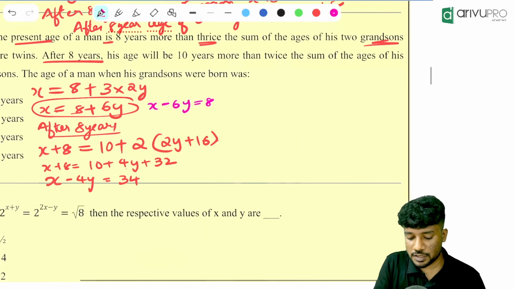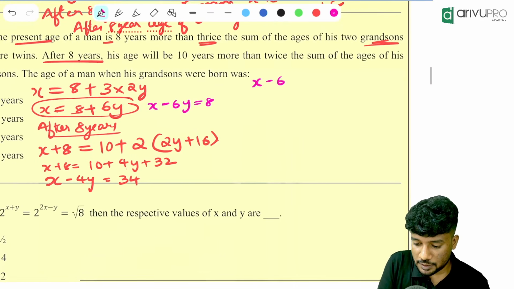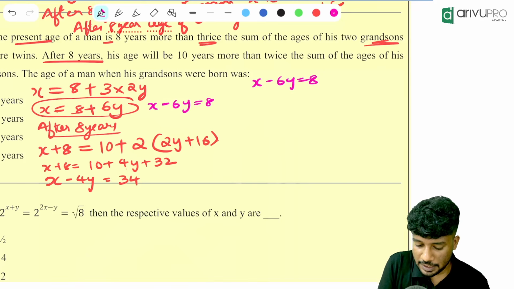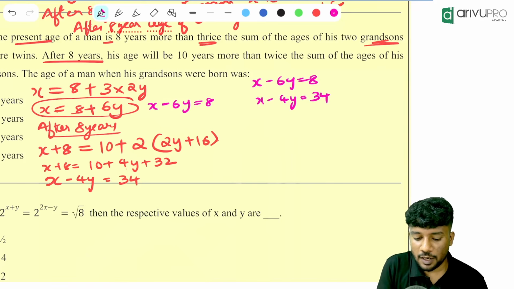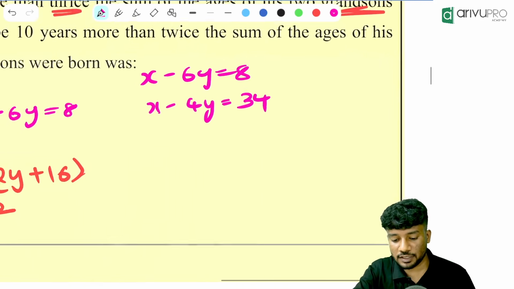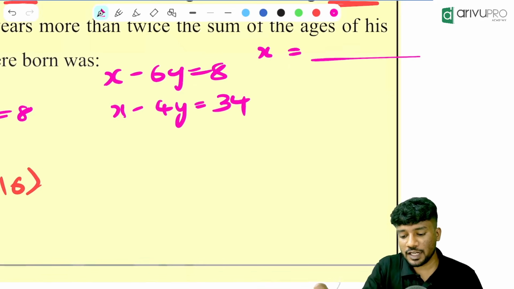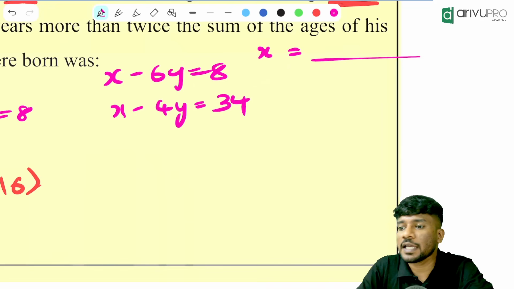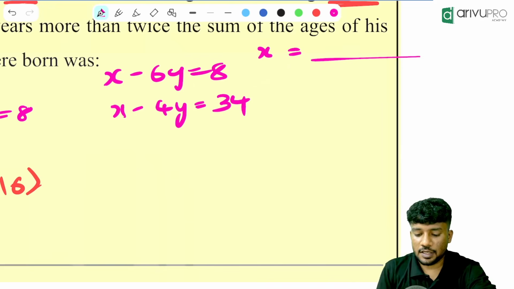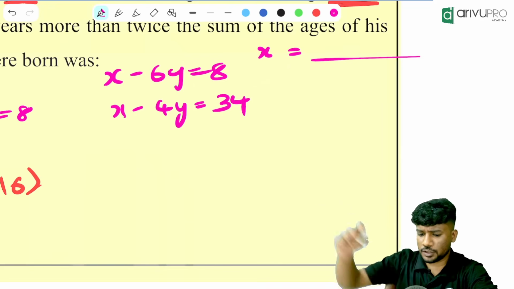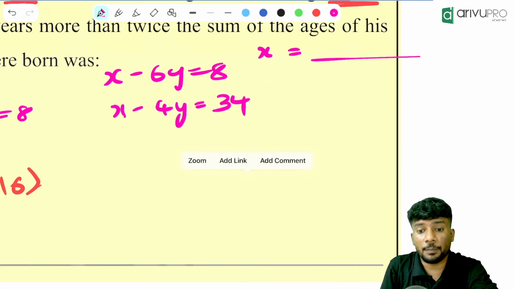People, two equations are there. x minus 6y is equal to 8 is there. Then x minus 4y is equal to 34 is there. Now what are they asking us? We need to find both the values of x and y. Can you find the value of x for me? In order to find the value of x, you will ignore what? x. Okay. Then up to down or down to up?